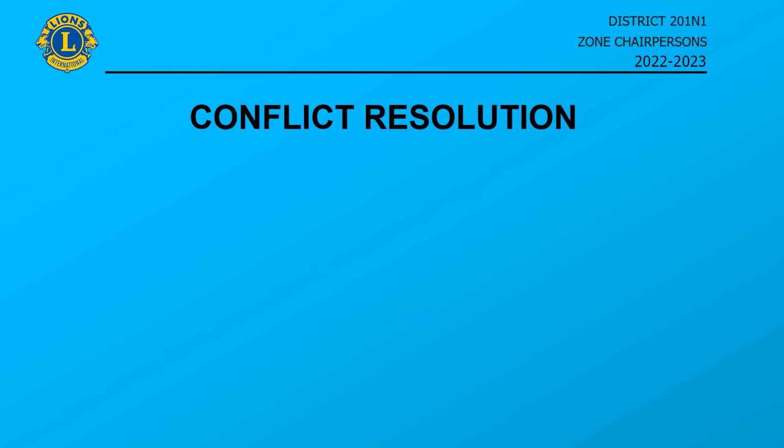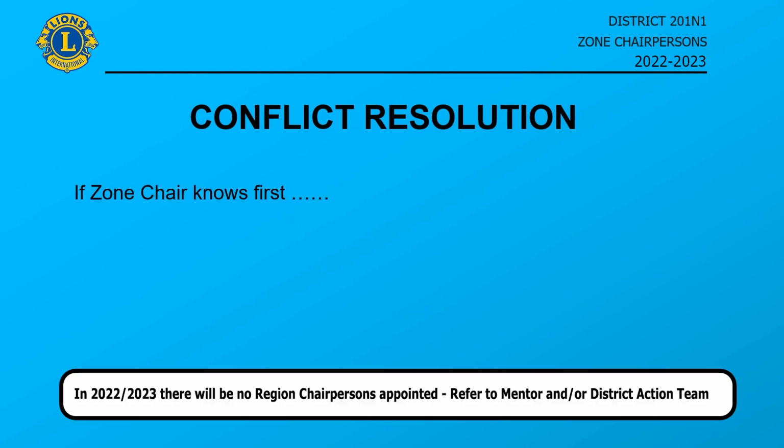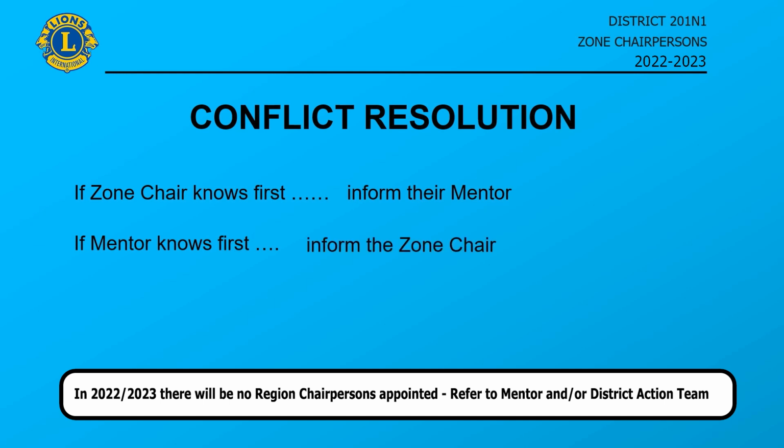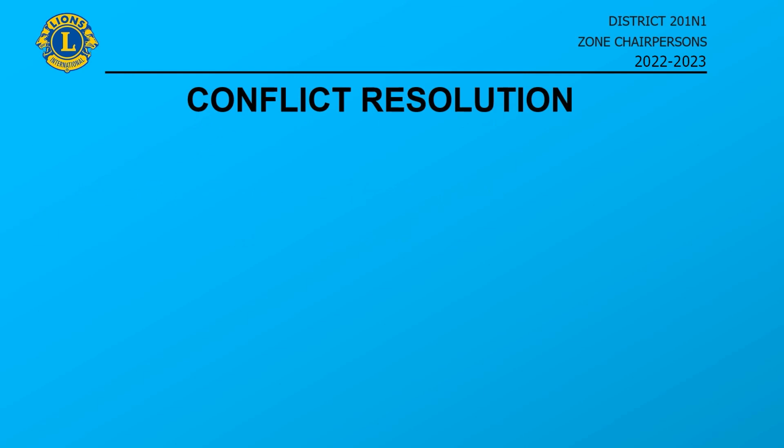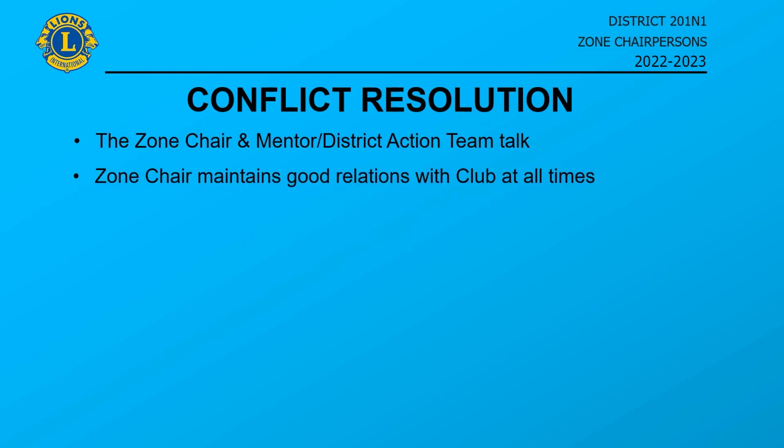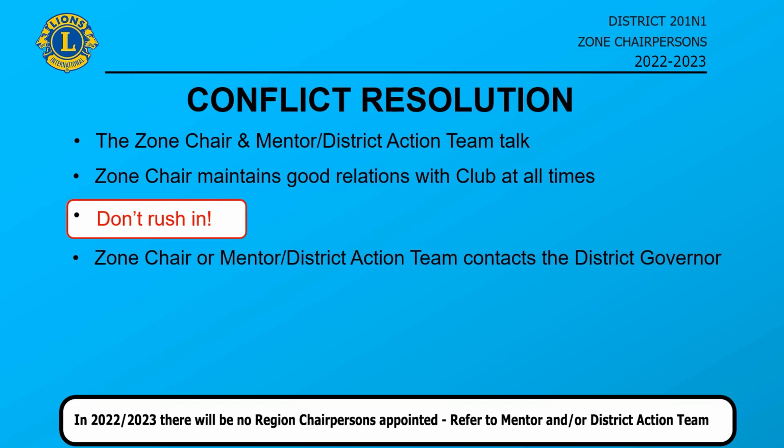Resolution of disputes, conflict resolution. When things go wrong, when trouble strikes, I've saved the hard one for last. If the zone chair is the first to know, she should contact the region chair as soon as possible, and vice versa. Zone chair needs to maintain good relations with her clubs in the zone at all times. Nobody races in to settle matters. The ZC or the RC contacts the DG ASAP.